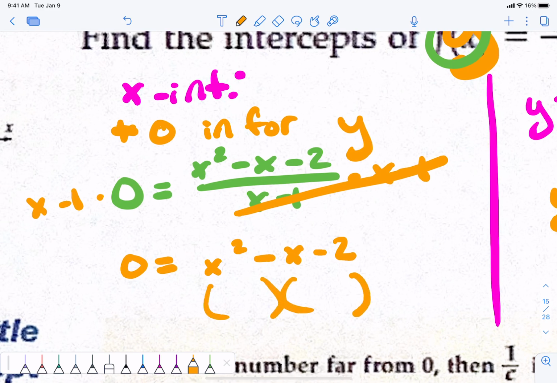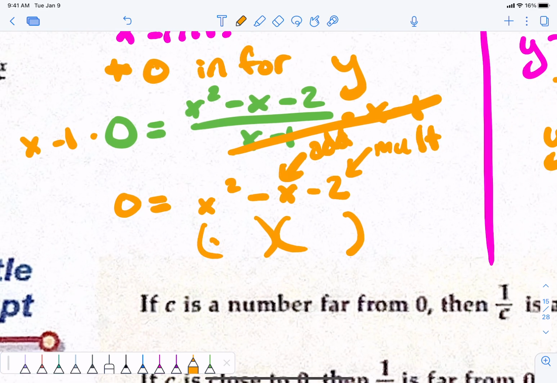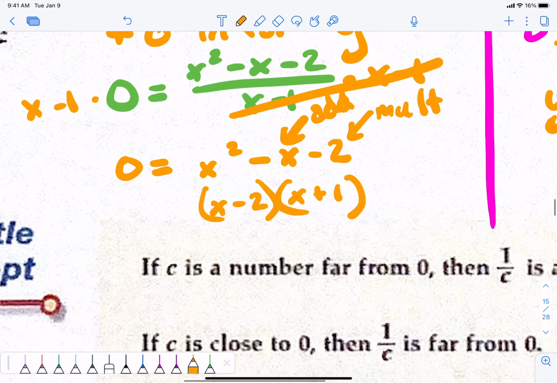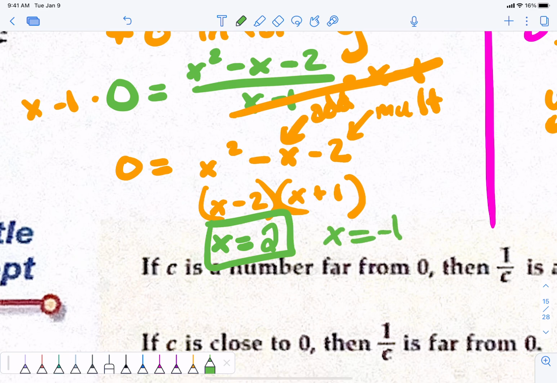Kelsey said, what can you multiply to get negative 2, but when you add them give you negative 1? 1 and negative 1, no. 2 and 1, 2 and negative 1. Negative 2 and 1. Seventh time's the charm, right, Kelsey? So the x-intercepts are x equals 2 and x equals negative 1.